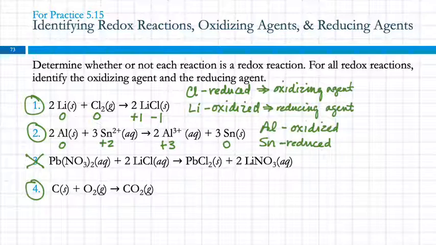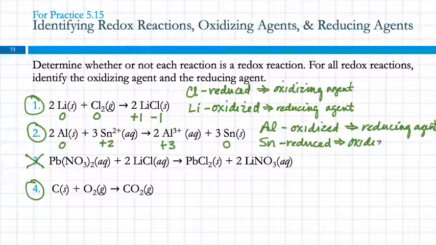Aluminum is being oxidized. What kind of an agent is it? It's a reducing agent. And so the tin is the oxidizing agent. Clear as mud, right? Let's look at that last one. What's the oxidation state of carbon here?